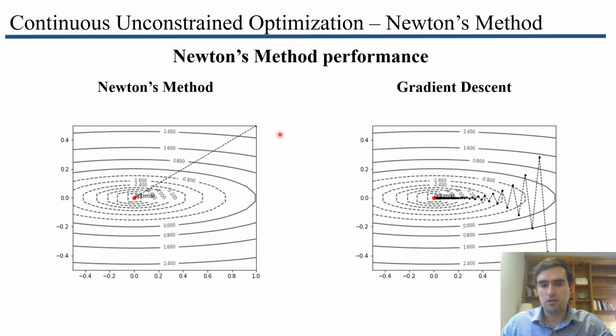And again, here is just for our quadratic problem. Because the problem is quadratic, obviously Newton's method just goes directly to it, while gradient descent zigzags a lot. So again, the performance of Newton's method in iterations is much faster.